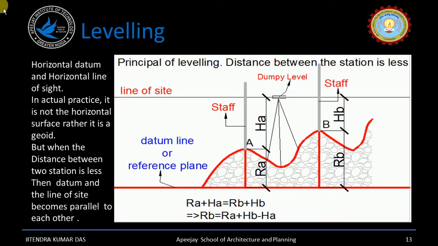Leveling. So I initially mentioned that suppose this is a dumpy level, and station A and station B are close to each other. So this line, which is the datum line, is actually a curved line, but station A and station B are close enough, so this curved line and the line of sight, which is definitely a straight line, will be parallel to each other. In that case, we can easily apply the principle of leveling, that is RA plus HA equal to RB plus HB.